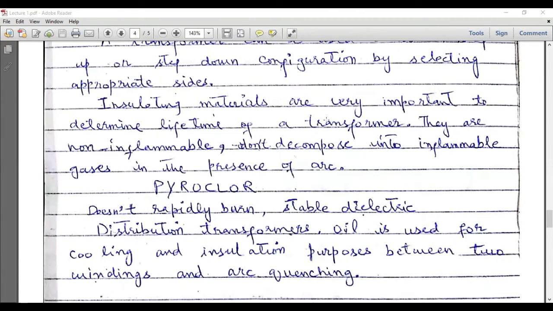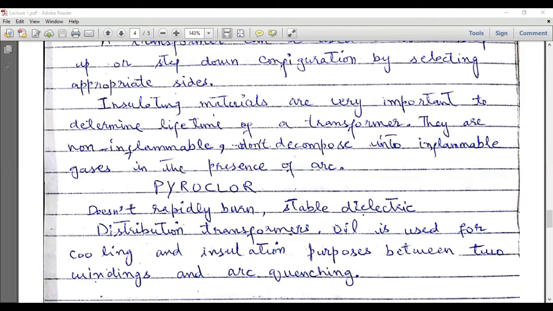And insulating materials are very important to determine the lifetime of a transformer. They are non-inflammable and they don't decompose into inflammable gases in the presence of arc. The most commonly used insulator is pyrochlore, and these insulators are actually oils. So we have heard that an oil is used in transformers. The purpose of that oil is to provide dielectric strength, and it is also used to rapidly quench the arc, and it should be a stable dielectric. So pyrochlore is a type of oil which is used in transformers.